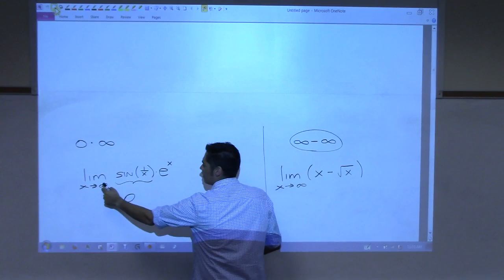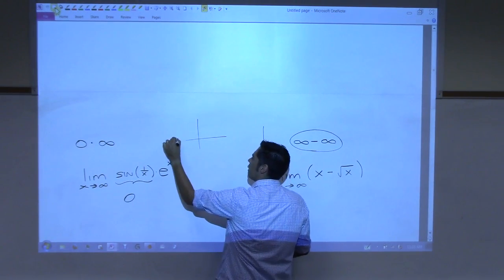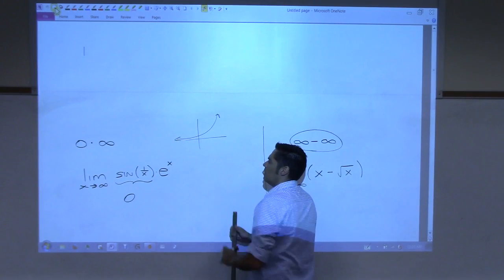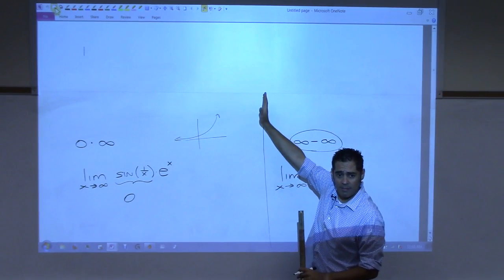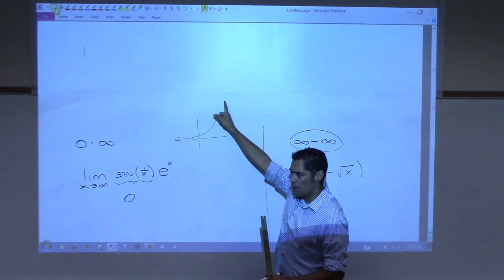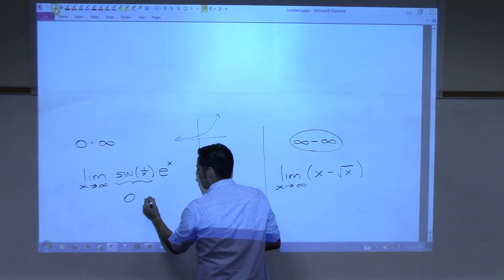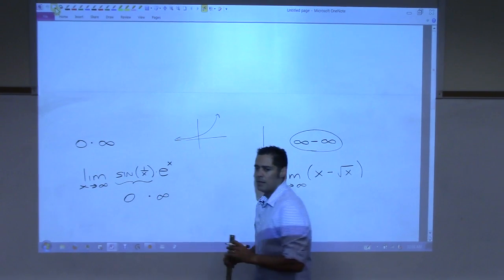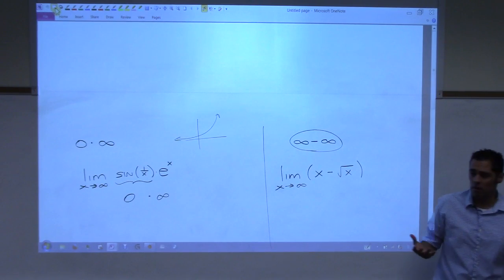So what happens as x goes to infinity? Well, e to the infinity, that means you look at the exponential function, as you go to the right, the function is growing, growing, growing, and becoming infinitely large. Agreed? So we have something that's getting very small times something that's getting very big, and that is still an indeterminate form. We don't know, right?